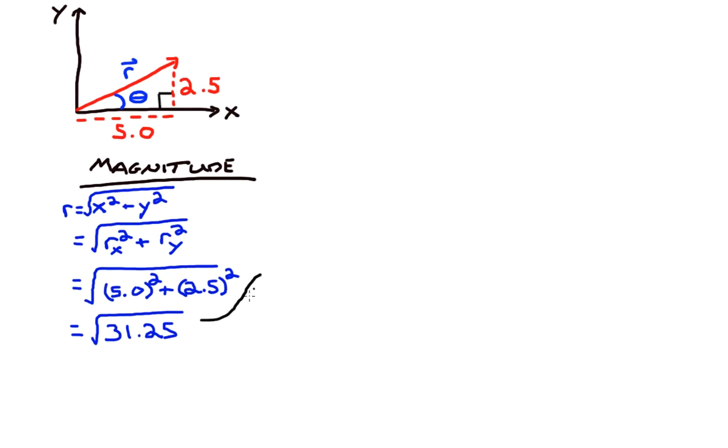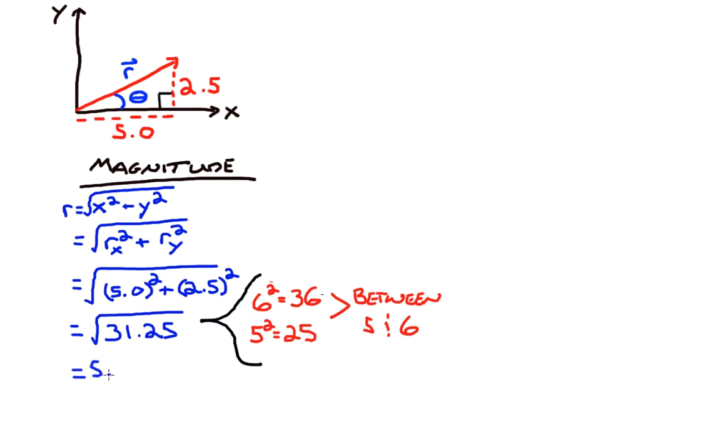Before I take the square root, let's think about this intuitively. I know that 6 squared is 36, and I know that 5 squared is 25. So I'd expect the square root of 31.25 to be somewhere in between 5 and 6. Checking this with a calculator, I get 5.6, which is right between 5 and 6. This is how you find the magnitude of the vector.